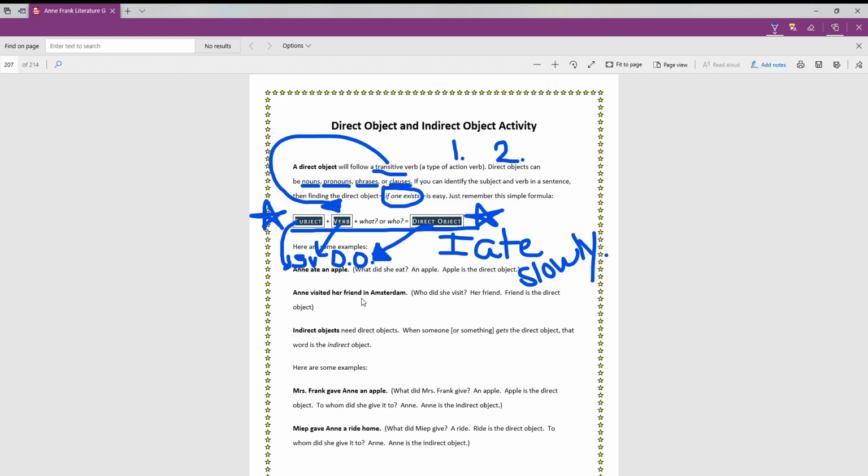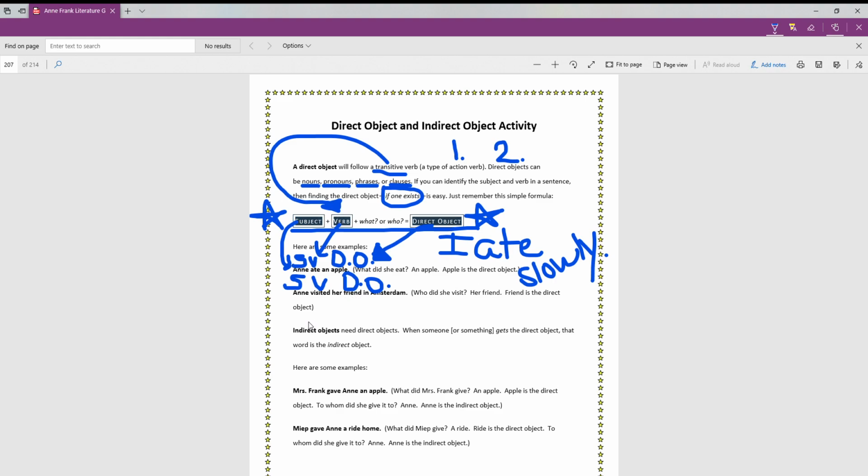Anne visited her friend in Amsterdam. So hopefully you guys know Anne is the subject. What did she do? She visited. Okay. Well, what or who did she visit? Her friend, right? So friend is a direct object. Okay. And visited gets to be a transitive verb because there's a direct object. Now, a verb like ate, I could use by itself, I ate, or I read, period. But Anne visited, usually you want to know what happens after that. Or who did she visit, or where did she visit?